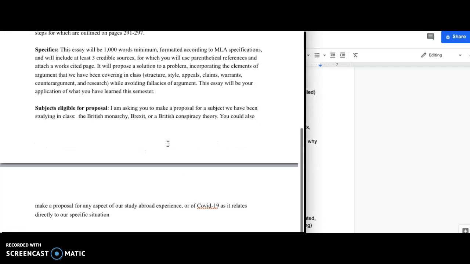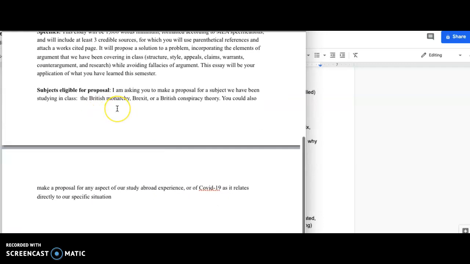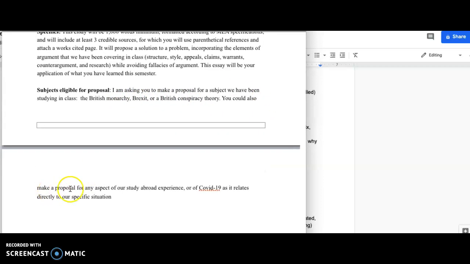And then I just wanted to remind you that the subjects that are eligible for proposal, you're proposing something related to the British monarchy, to Brexit, or British conspiracy theory. You could also make a proposal for any aspect of our study abroad experience or of COVID-19 as it relates directly to our specific situation.